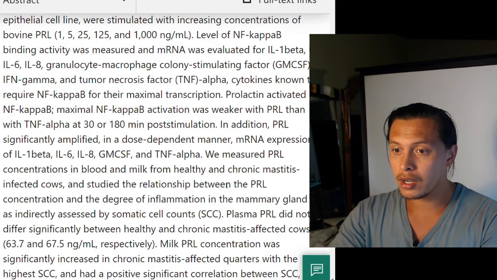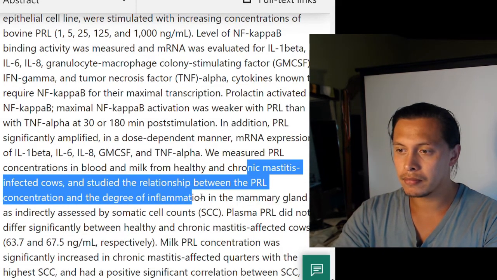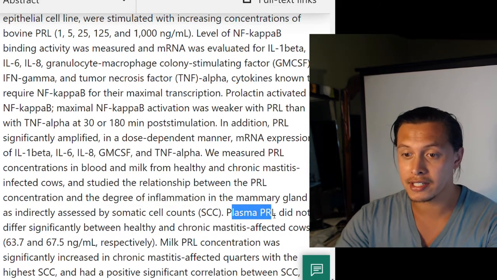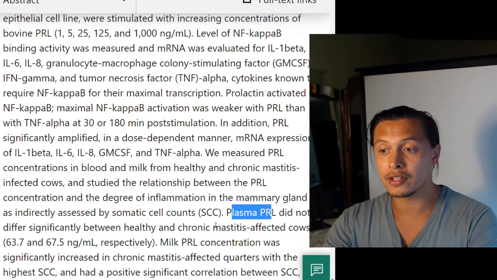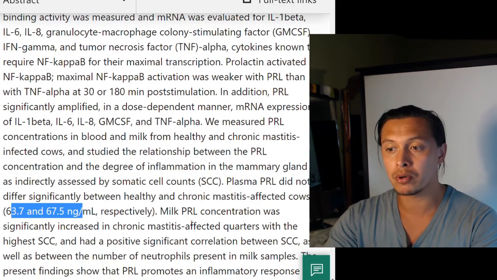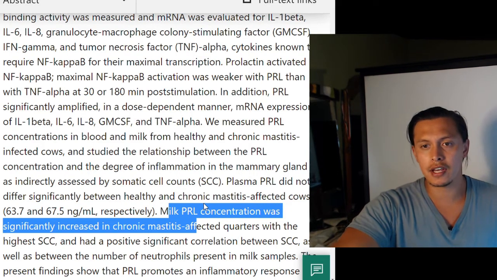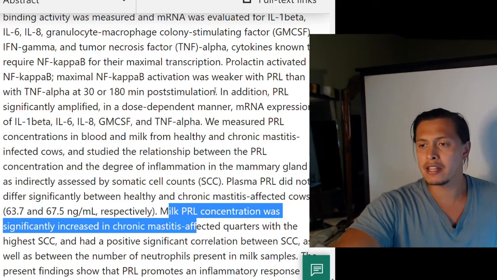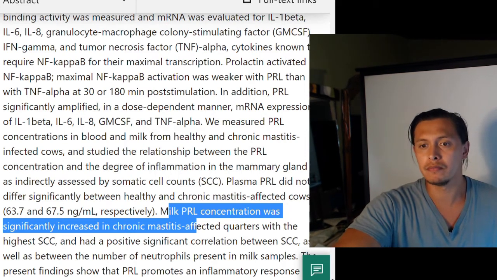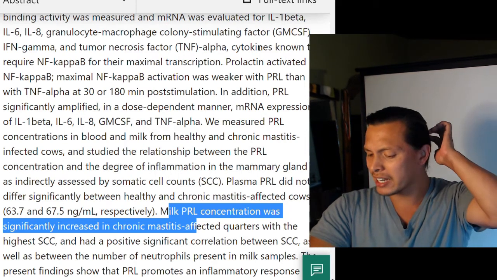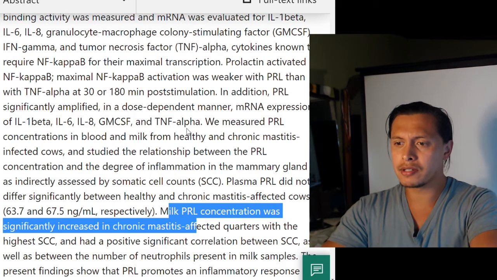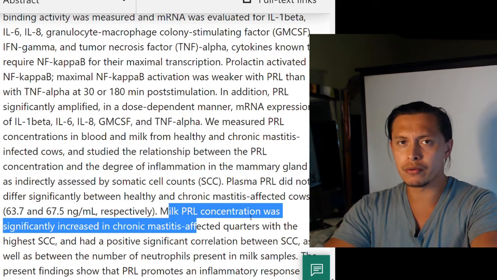So yeah, they say that the plasma PRL did not differ significantly between the healthy and the chronic mastitis affected cows. So yeah, there's not much different here. However, the milk prolactin did have a significant increase. So that is interesting that there is this localization of the prolactin into the milk. I mean, I guess it makes sense, but yeah, I'll need to mull over that.